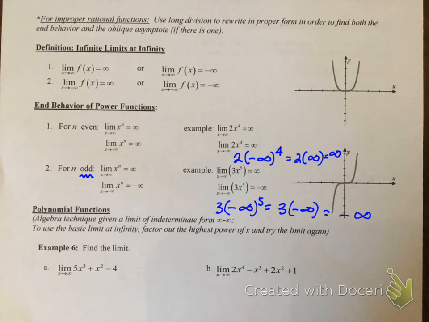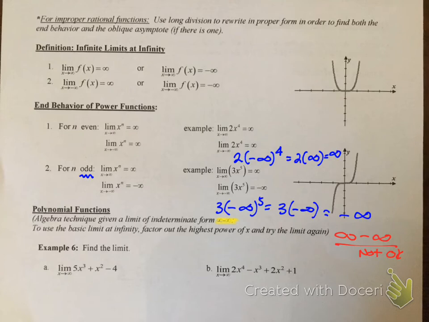So now let's check out the polynomial functions. This is example number 6. And the algebraic technique is to use basic limits at infinity, factor out the highest power of x, and try the limit again if you get an indeterminate form of infinity minus infinity. So infinity minus infinity is not okay. This is an indeterminate form. So if you get that, then you have to factor out a power of x. So let's look at a.